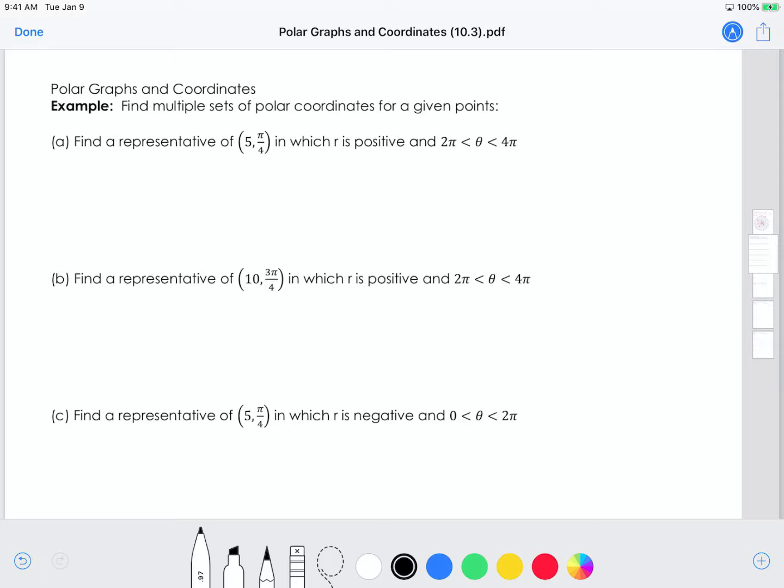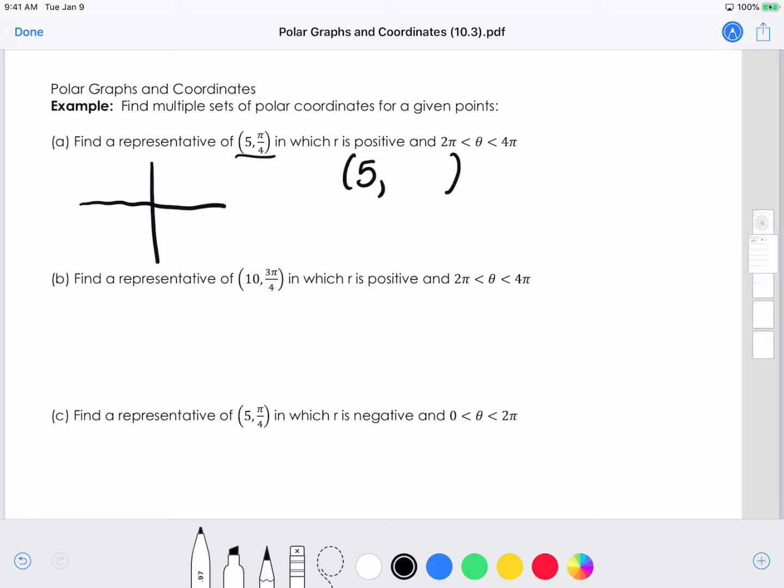Okay, now that we know how to graph polar coordinates, we want to practice becoming familiar with polar coordinates by recognizing different ways to write down a point that is different from another point, but they still have the same location. This problem says we want to find a point that is the same as 5 pi over 4, in which r is positive, but the angle is between 2 pi and 4 pi. So we want the 5 to remain positive, but we want a different angle. And we want the angle to be between 2 pi and 4 pi.